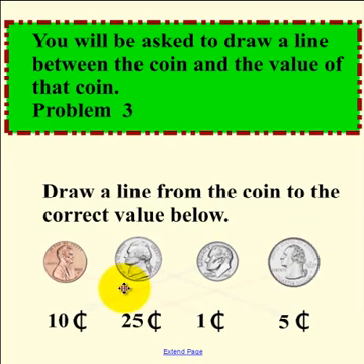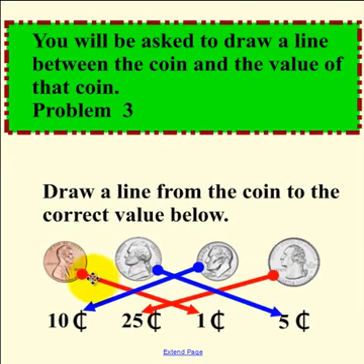Okay, let's see what we have here as our answer. We have a penny all the way over here is 1 cent. We have the nickel all the way over here is 5 cents. The dime is over here for 10, and the quarter is way over here for 25 cents.